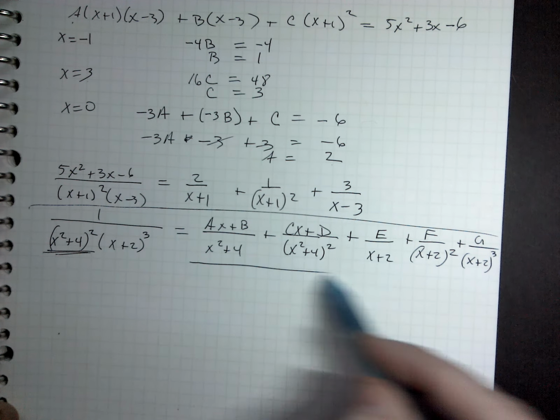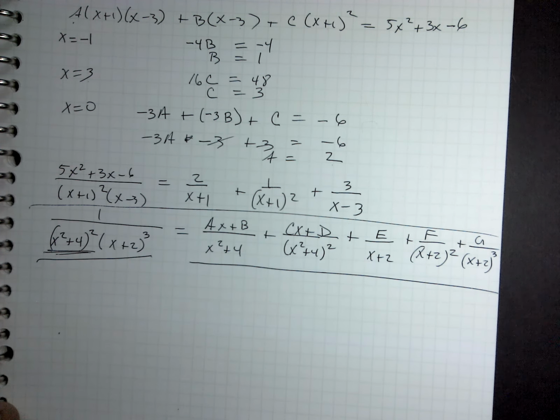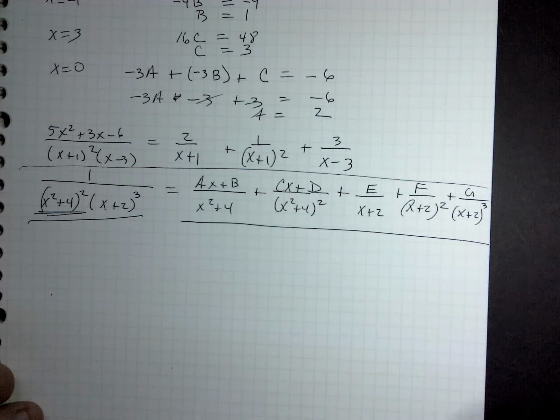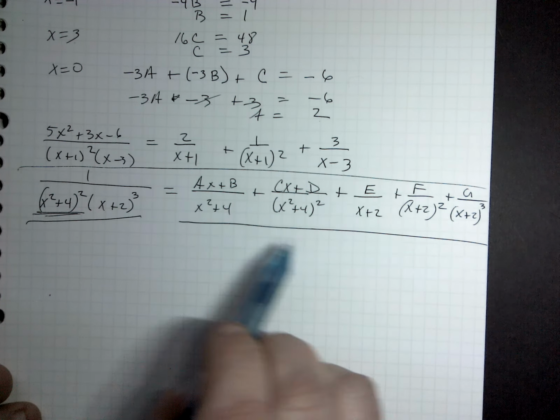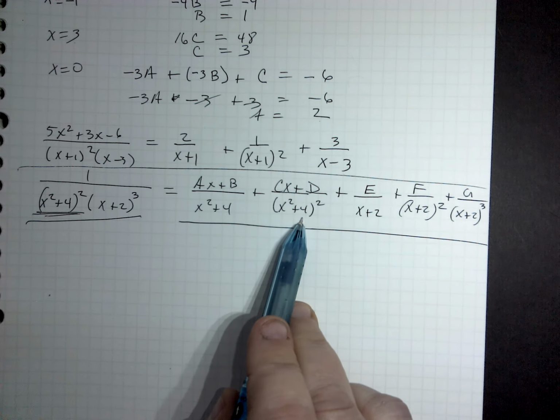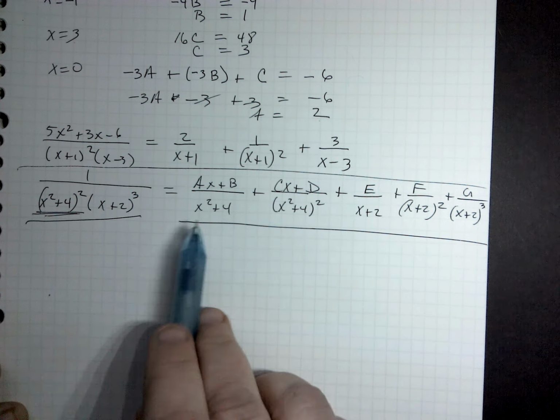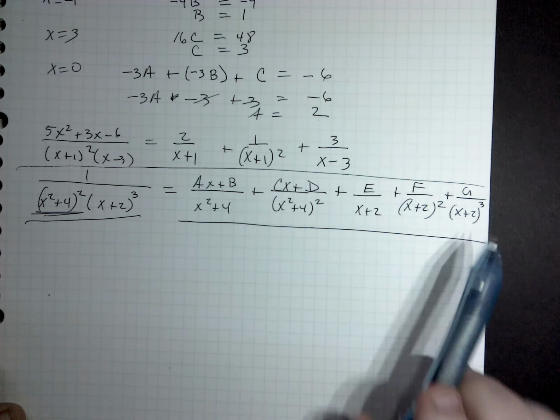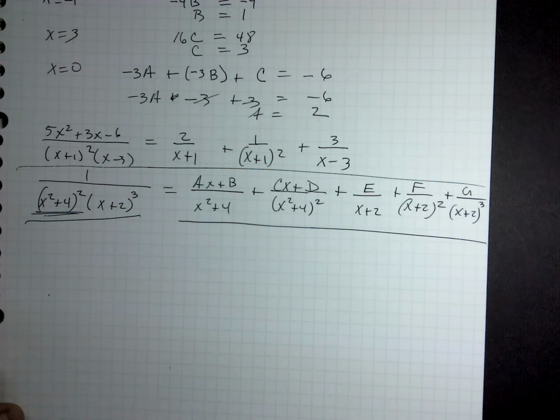That would be how we would have to set it up if we had this grotesque bottom denominator. So just remember, if you've got multiple roots, or multiple factors, you need to look at each possible power and put the appropriate variable on top.